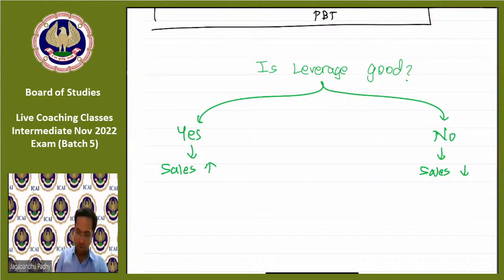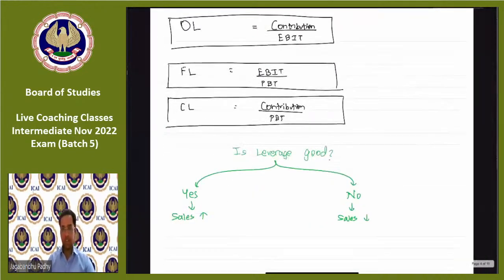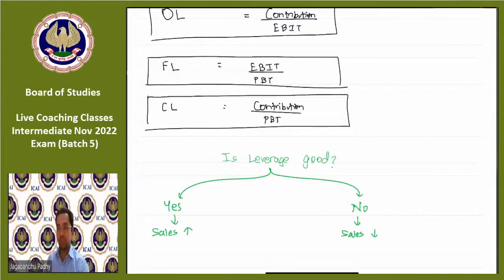Correct, guys? So the answer is leverage is good if the sales are increasing, and not good if the sales are not increasing. That's the very first part of leverage that I wanted to discuss. Now we will do some questions to solve a variety of problems for understanding these leverages. Are we good till now? Is everything crystal clear, whatever we have done till now?